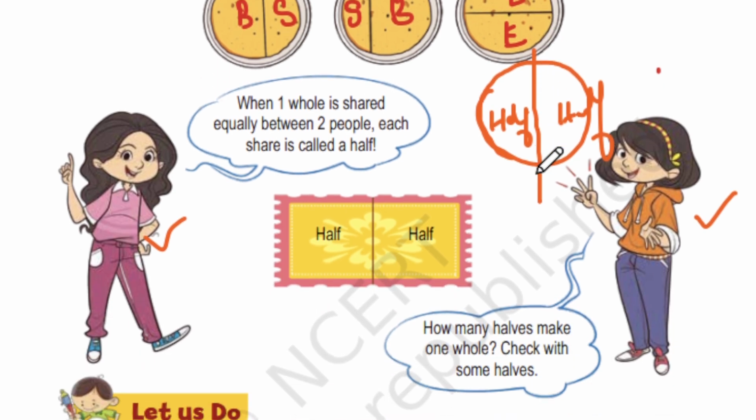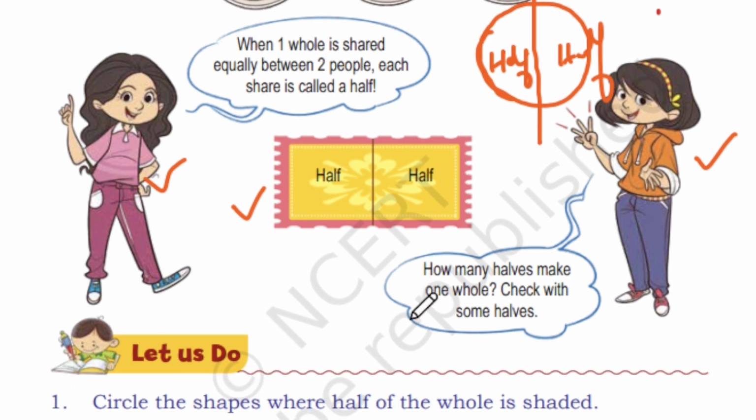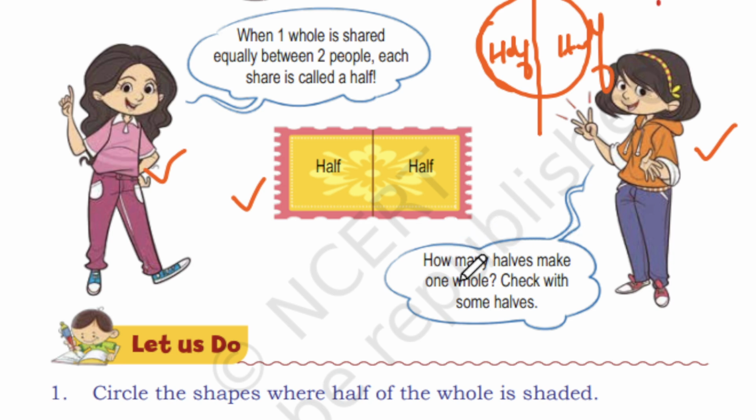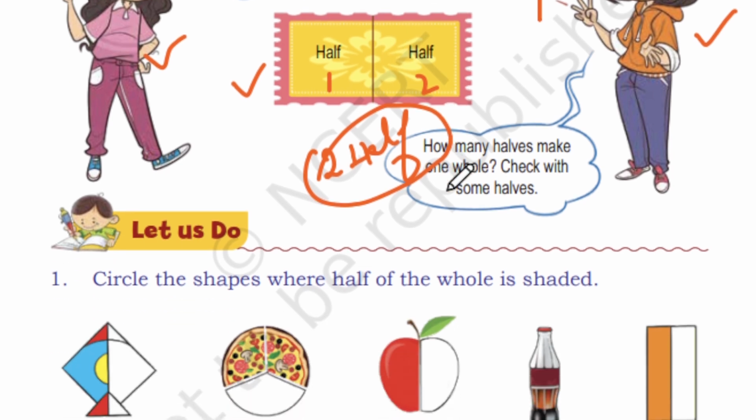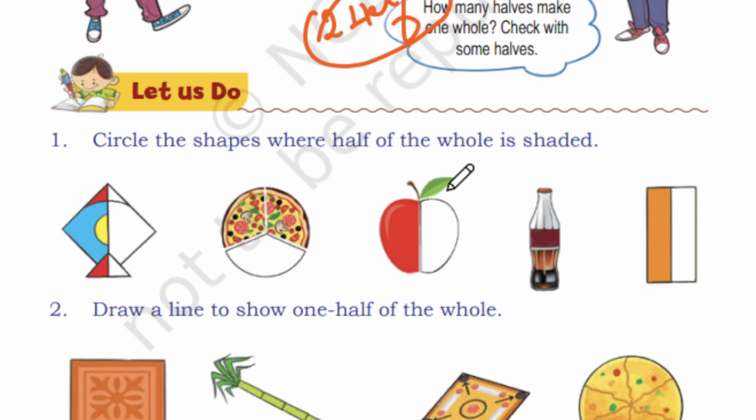Okay, so another example is given. See here, they have drawn a rectangle and they divided the rectangle into two halves. Okay, so how many halves make one whole? Check with small view. So how many halves make one whole? This is one half and this is the second half. So two halves. So two halves make one full whole. Okay, very easy one. So let's see the next one.